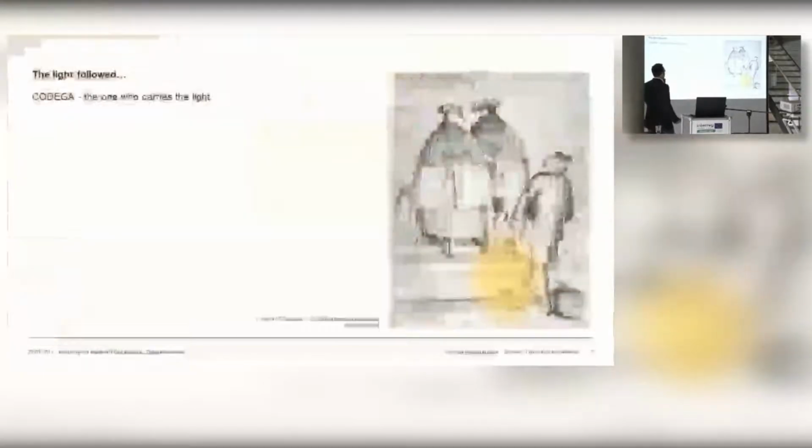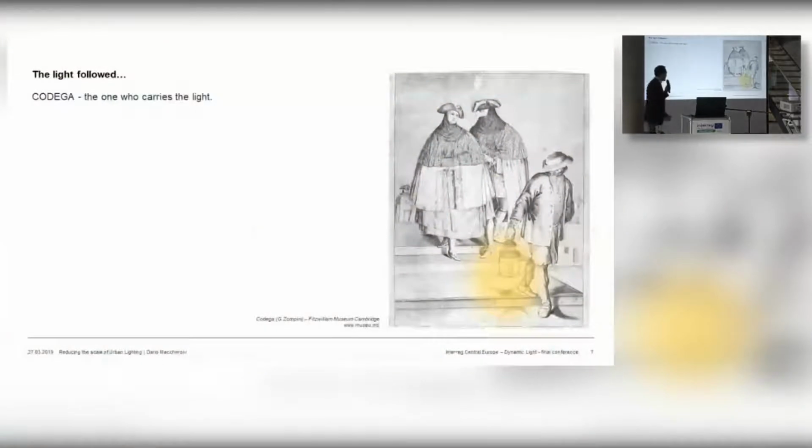An extreme example, just for your information if you don't know it, in Venice we had a Codega, a character that was handling the light. The name means the one who carries the light. As you can see from this illustration, this is the Codega, and that's, I would say, the most extreme example of how the light can follow the needs of those people who wanted to go across Venice at night.